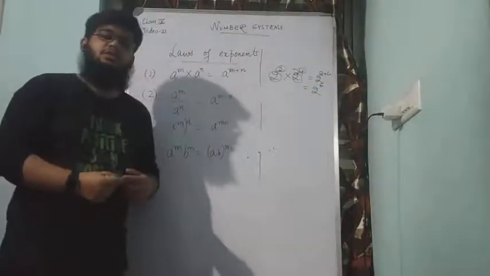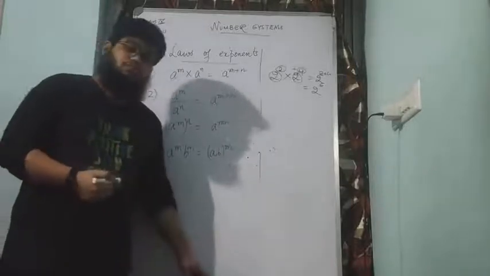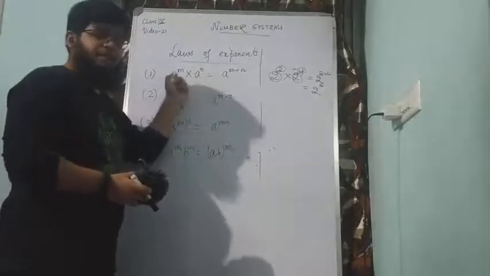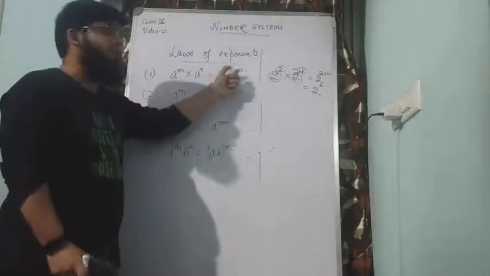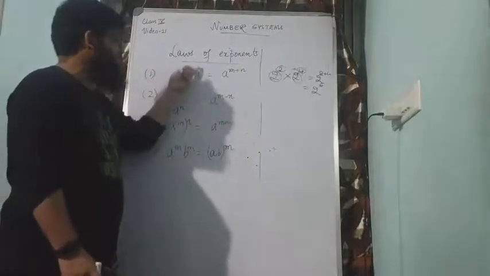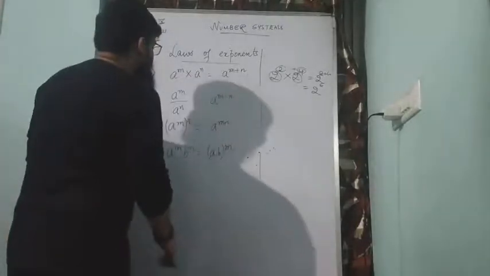It's a very simple law. I don't want to go more in detail because I studied this many times last year and solved so many problems based on this. So a to the power of m into a to the power of n gives us a to the power of m plus n. That means in exponents, if we have same bases, then we can add their powers directly. Let us come to the second one.